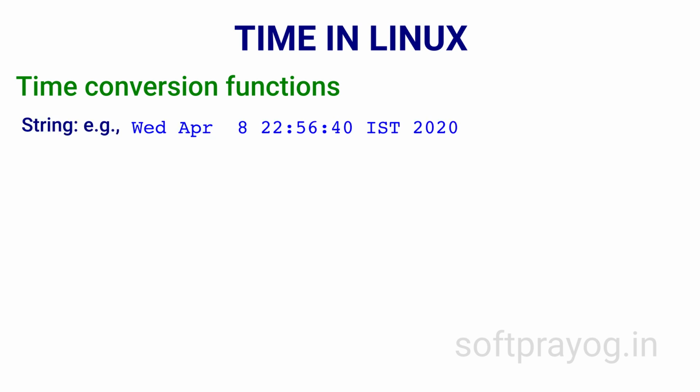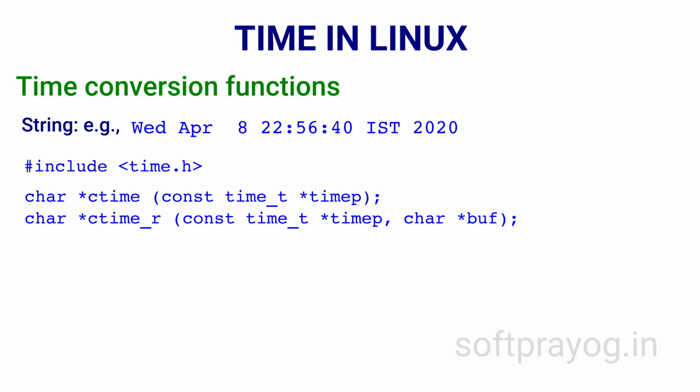Time is also represented by a local time string like Wed Apr 8 22:56:40 IST 2020. The ctime function converts time in time_t format to a local time zone time string. It returns the converted time string. The ctime_r function works just like the ctime function, except that it has a second argument, which is a character pointer. The caller has to pass a buffer as a second argument, and the converted time string is also written in this buffer.